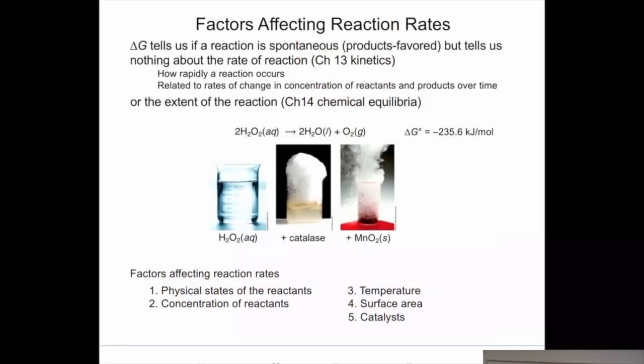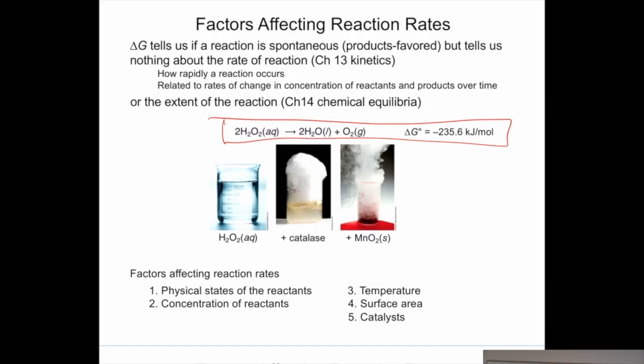We talked about spontaneity, okay? And here's a reaction that's spontaneous. And we know it's spontaneous because delta G is negative, right? But it tells you nothing about the speed, right? That was one of the first comments that we made in the thermodynamics chapter. It's spontaneous, but it doesn't mean it's fast.